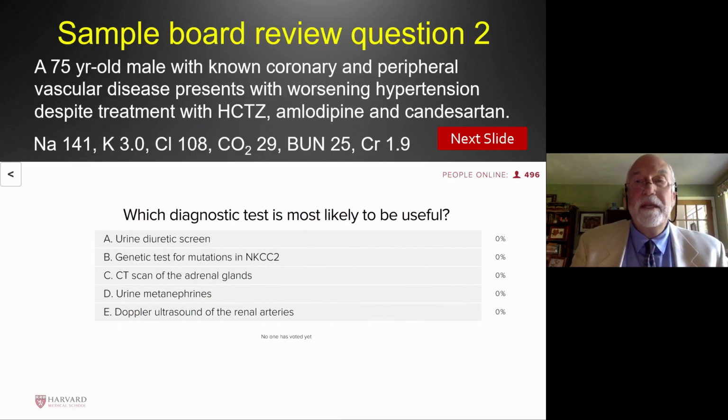All right, quick question, and we're almost done. This is a 75-year-old male with known coronary and peripheral vascular disease who presents with worsening hypertension despite treatment with HCTZ, amlodipine, and candesartan. Which diagnostic test is most likely to be useful? I'll give you 15 or 20 seconds, and I'll pause.